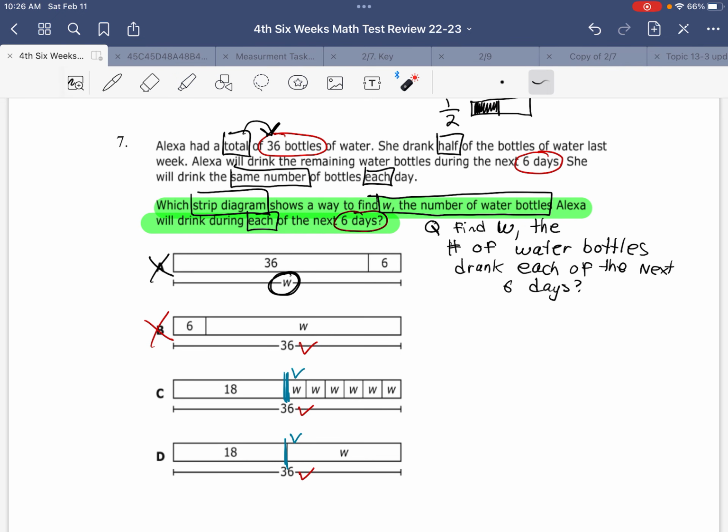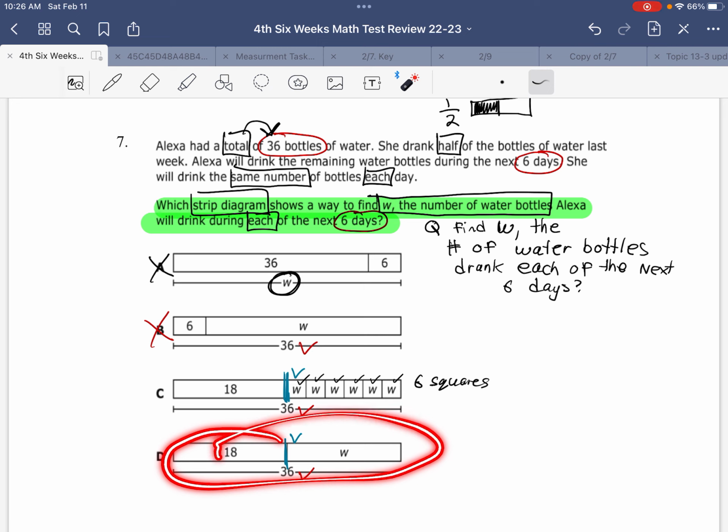Then it says Alexa will drink the remaining water bottles during the next 6 days. So she has 6 days to drink it, okay? If I look at C and D, C has 1, 2, 3, 4, 5, 6. C has 6 squares, and I'm pretty positive those are my 6 days, okay? Nowhere in D does it have that. It doesn't have the 6 days. But let me keep going just to make sure that I'm right.